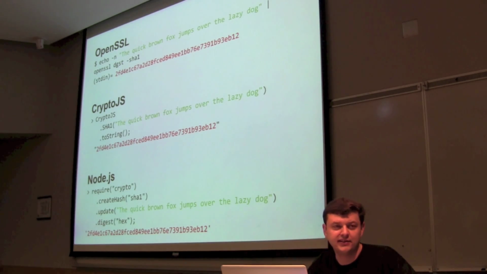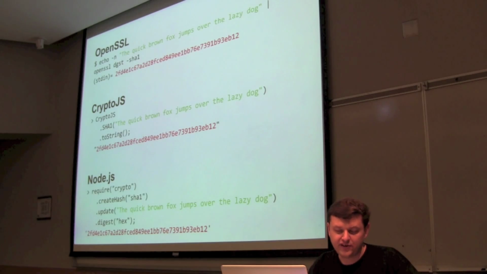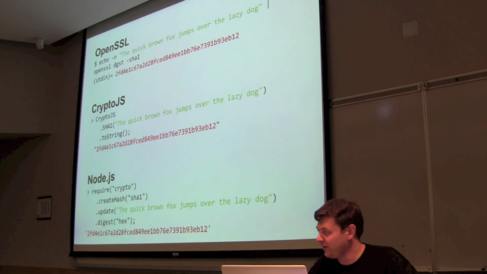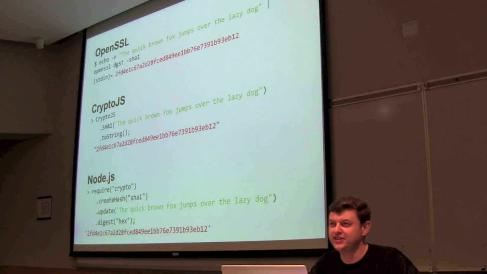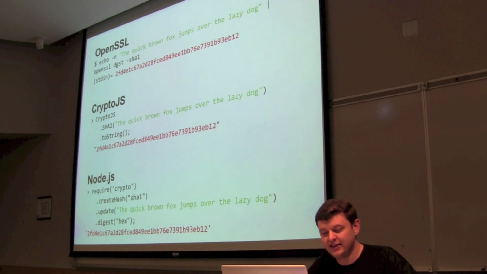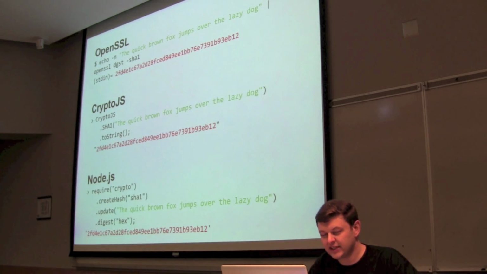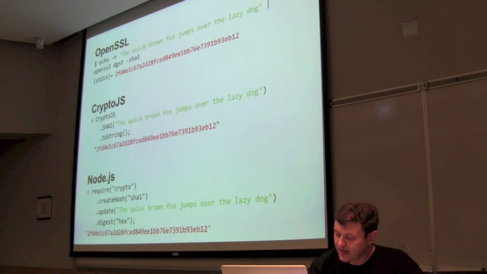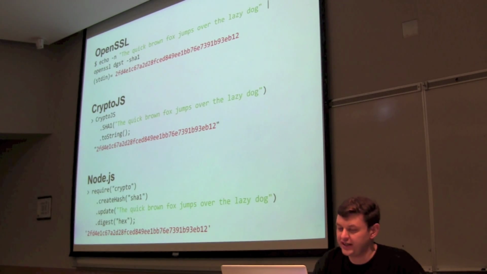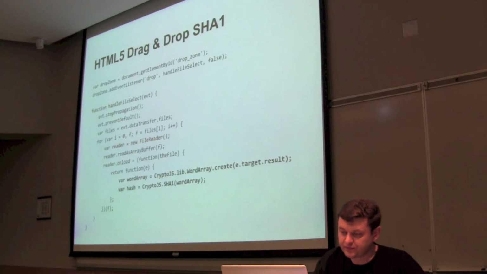Also with Node.js. You require your crypto module, you create a hash with SHA-1, you call update to pass in the string we want to hash, you run a digest, you say you want it as hex, and again, we get the same value. So, slightly different API signatures between CryptoJS and Node.js, but pretty straightforward.